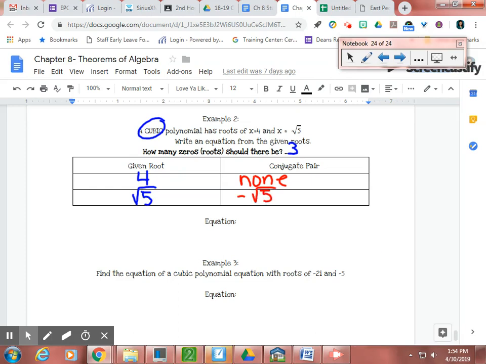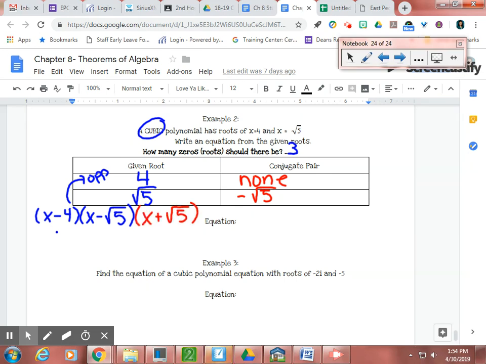So let's talk about how we make an equation for this. So we're going backwards. We know the roots. So we know that we're going to have x minus 4 because it's the opposite. Because if you set this equal to 0, that's what would give you the 4. That's why it has to be the opposite of that. So we have x minus 4. Then we do the opposite of our roots. We would have x minus root 5. And then our other one is to do x plus root 5.